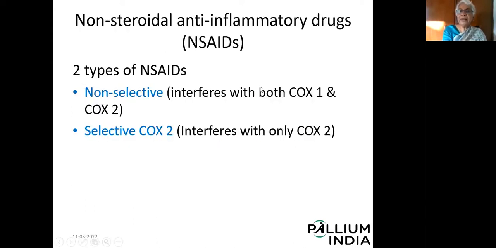Now, non-steroidal anti-inflammatory drugs are of two types. One is the non-selective, which is interfering with both COX-1 and COX-2, and the selective COX-2, which is interfering only with COX-2. Okay, it spares the COX-1. That means it is allowing the beneficial effects to be retained, and it's only blocking the adverse effects of pain and inflammation.